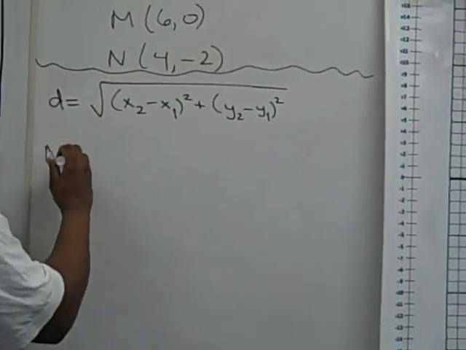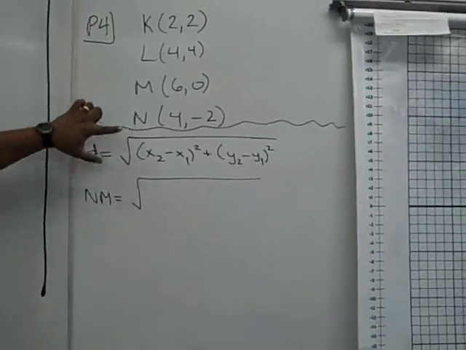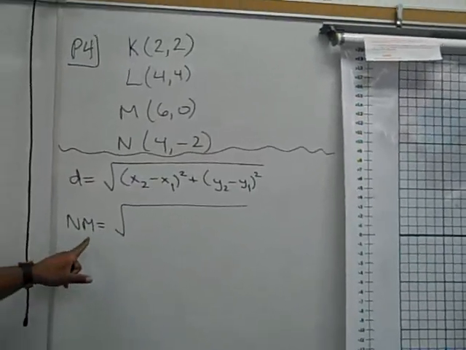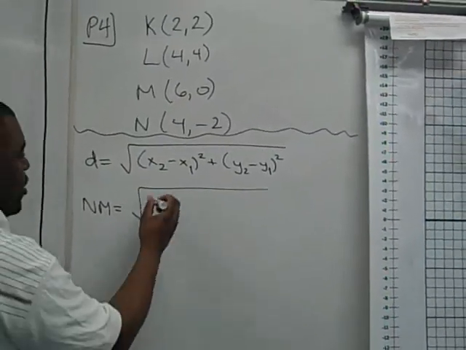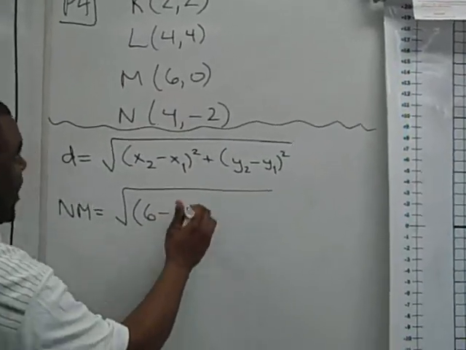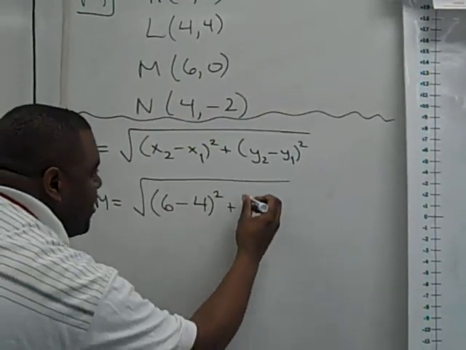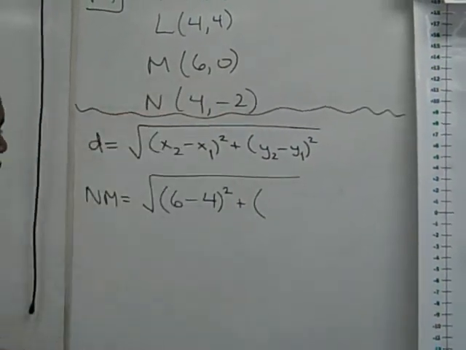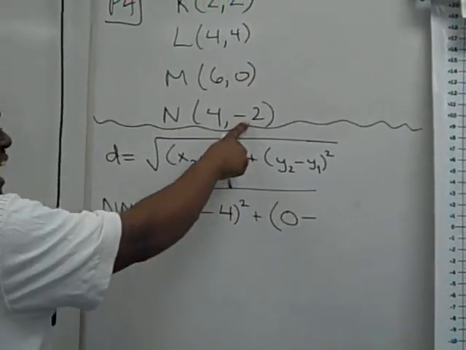All right. So we have NM. Do the same thing that we just did with the distance formula. Since I have M coming my second, it doesn't really matter which order you go. But since M is my second one, I'm going to use that as my x2. So we're going to say that 6 minus 4, right? Because this is my x, this is my x. So 6 minus 4 squared plus, open my parentheses, 0, right? That's my second y. My second y, 0 minus negative 2.